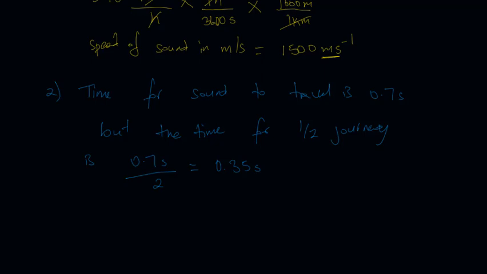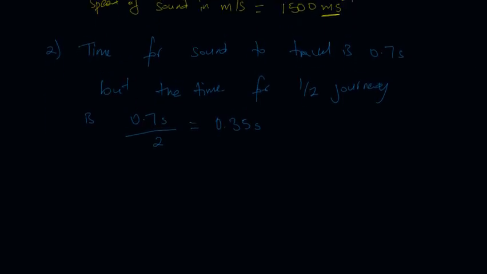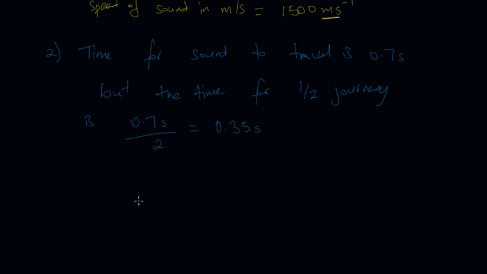So the question wants us to find the depth of the seabed. So we can look at equation of motion, specifically this equation here. So let's say V is equal to S over T, where S is our displacement, T is our time, and V is our velocity. So we can rearrange this formula here to find displacement. So we can say S is equal to V multiplied by T.